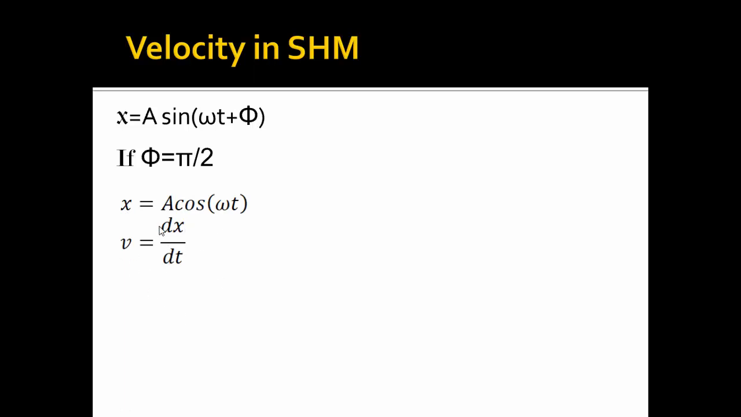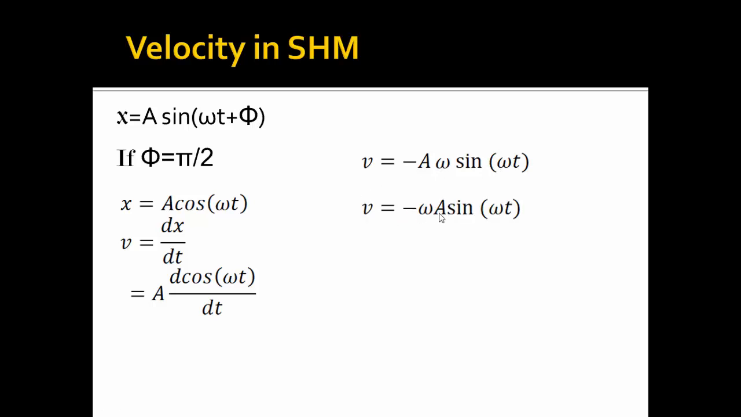Following the same mathematical steps, differentiating with respect to time. Again, a is constant, it comes out, so d(cos omega t)/dt. Here, differentiation of cos is minus sine, a as it is, and again the chain rule applied to omega t will give you omega in the front, so v will be minus omega a sin omega t.